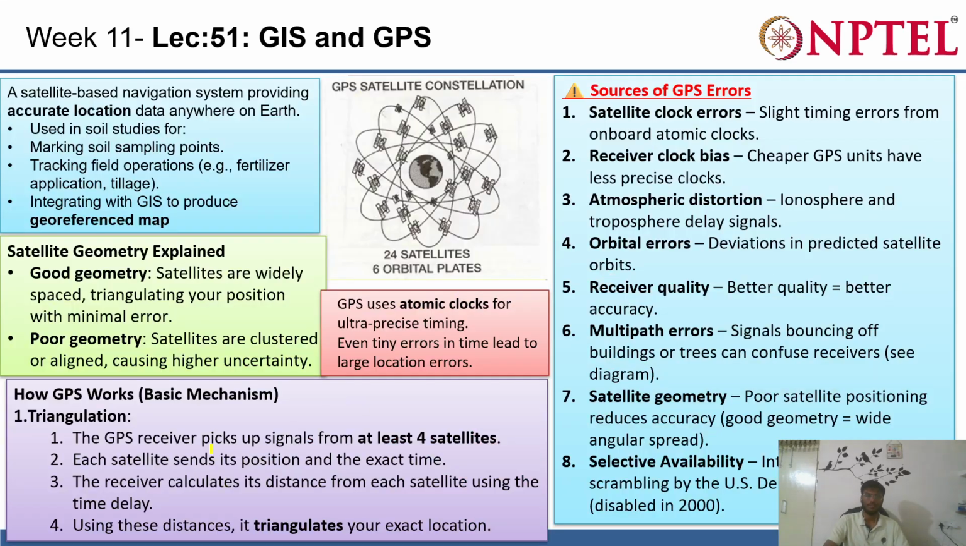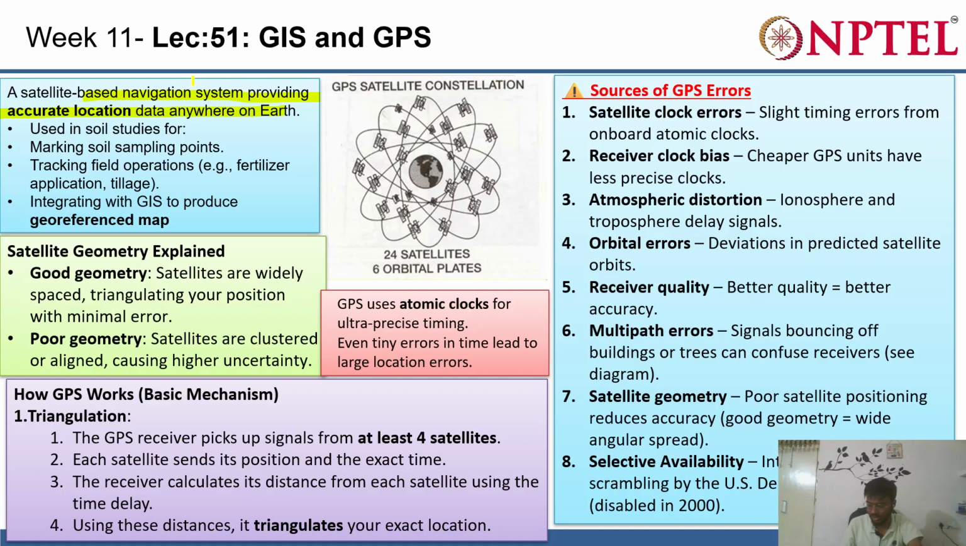And then in continuation with that, we have started talking about GPS, that is the Global Positioning System. It is a satellite-based navigation system providing accurate location data everywhere on the Earth. It's generally used in soil studies for marking soil sampling points. Whenever you are going to the field, we take a GPS location because we need to present from where we have taken this soil sample, right?